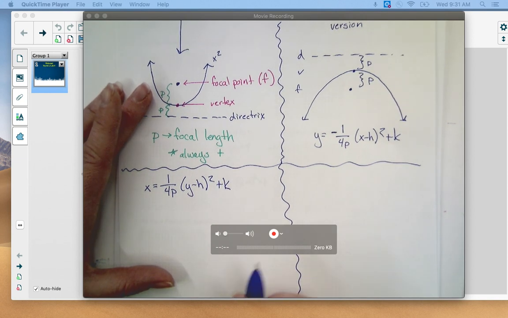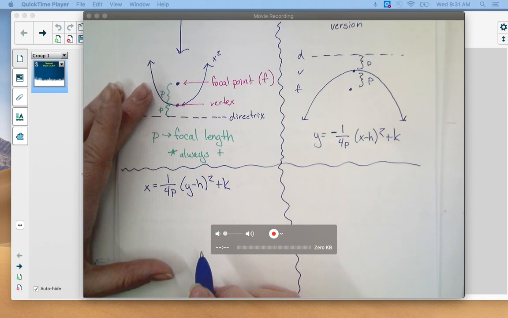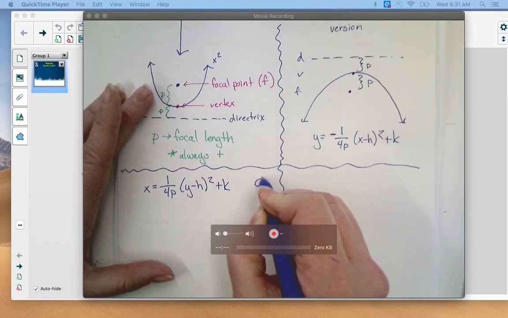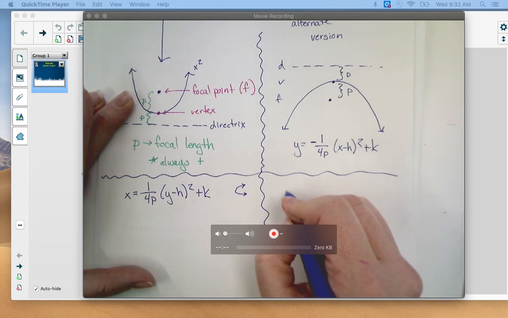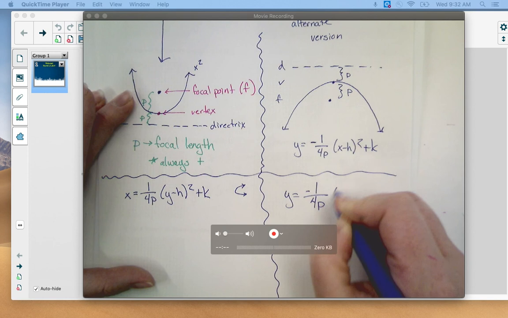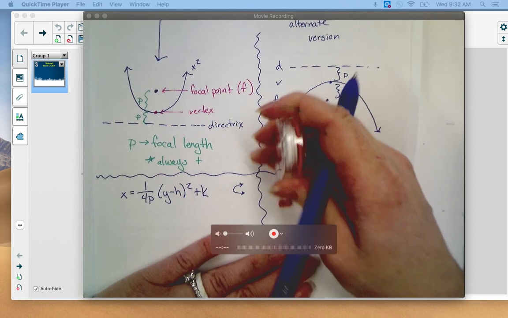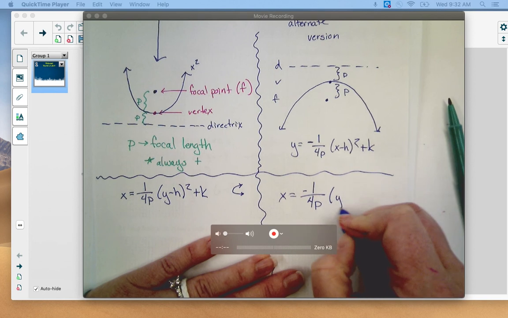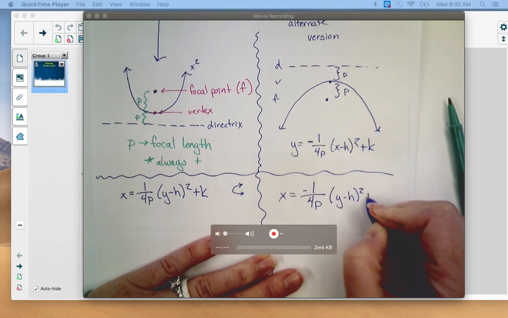In which direction will this face? Is it open to the right or open to the left? Standard sideways is open to the right. The negative version would be negative 1 over 4p. Oops, I wrote y equals. Sorry. X equals 1 over 4p times the quantity y minus k squared plus h.